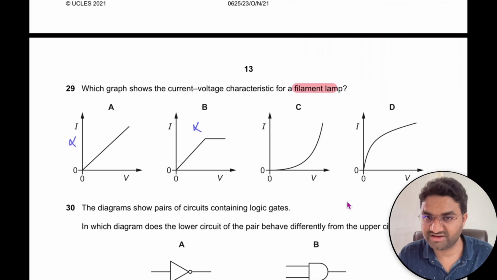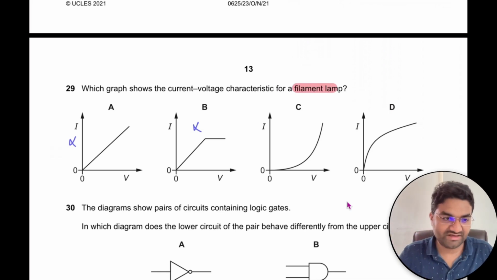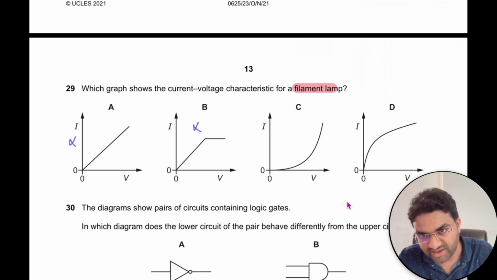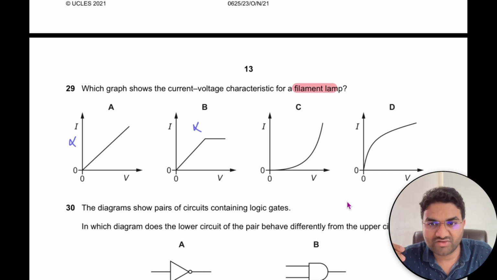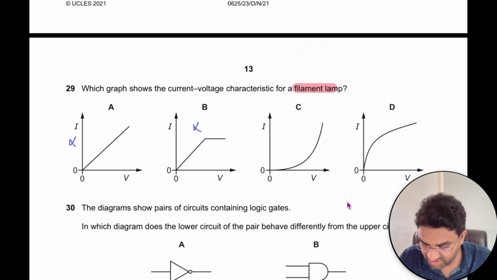C is the curve that gets less steep. Fine, that's basically not the correct one because it's more steep. So voltage increases after a certain time, right? And the current goes up, isn't it? So here D is the more appropriate for the filament lamp.